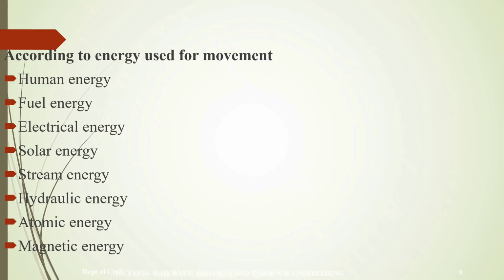And then we can classify according to the energy used for movement. From ancient days, we have used human energy, such as for bullock carts. The next is fuel energy, and nowadays we are using electrical energy, solar energy, steam energy, hydraulic energy, and atomic and magnetic energies for the movement of vehicles in the transportation system.